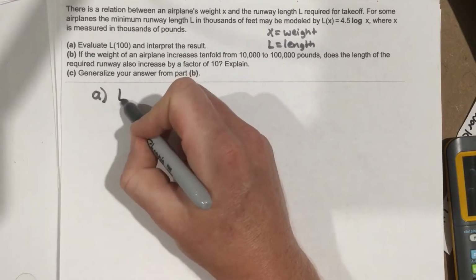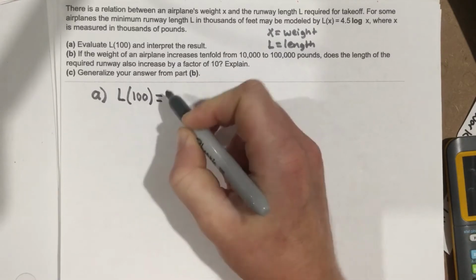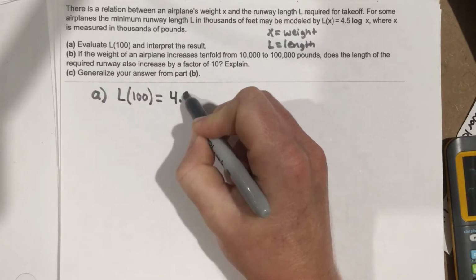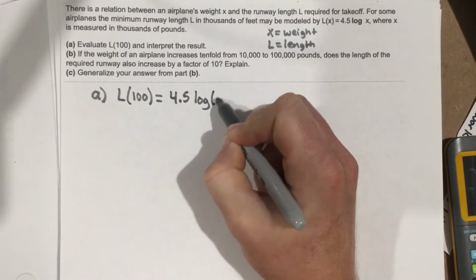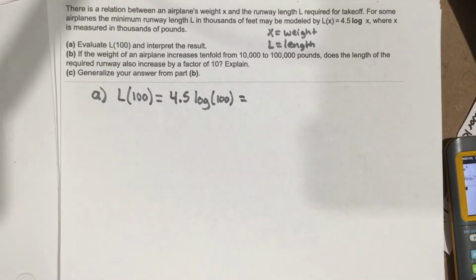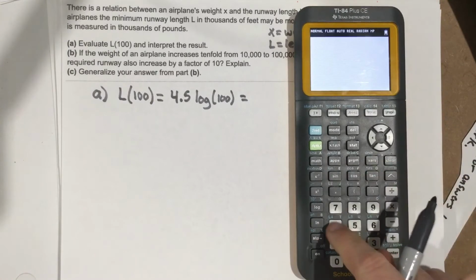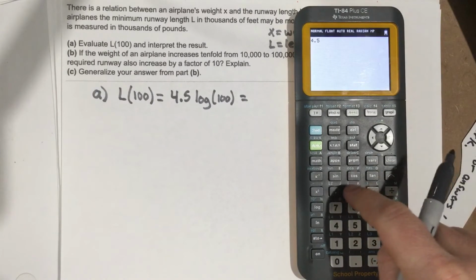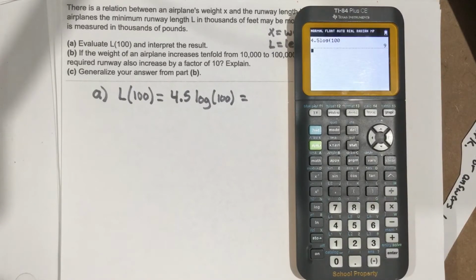So we're going to have L, that's of 100, not 1,000. So L of 100 equals 4.5 log of 100. Log 100 is 2, so this is 9.